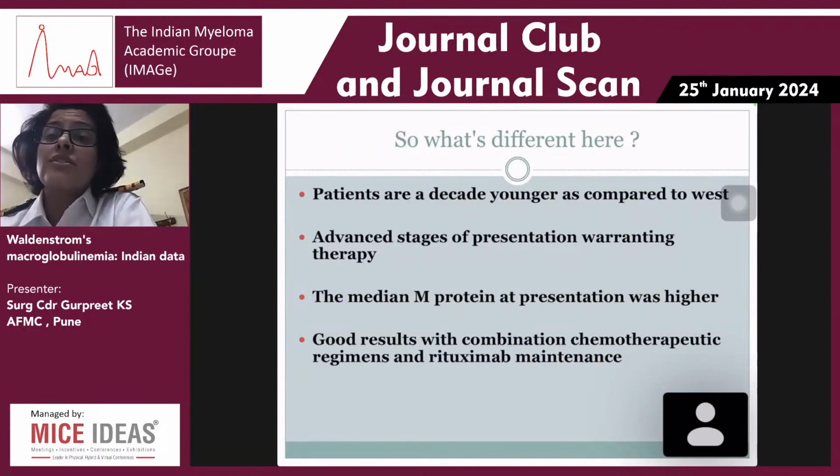So what's different in our studies compared to the West is that our patients are a decade younger. Their presentation was a little advanced, which warranted therapy. The median M protein at presentation was higher. It's important to note that the way the M protein testing is done is important. If you're doing it by a nephelometric method, it's usually 2 to 3 gram/dL higher than if you do it by an SPEP. And our patients had good results with combination of chemotherapeutic regimes and rituximab maintenance.